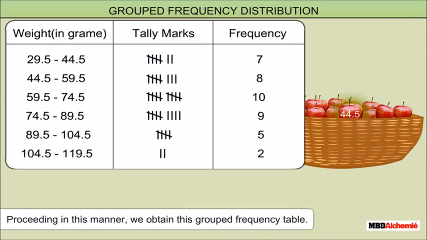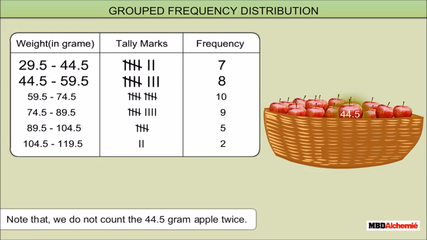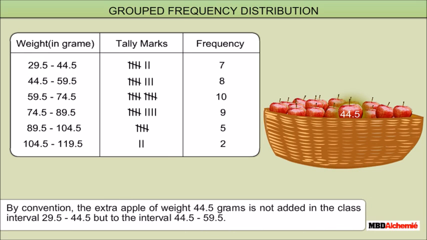Proceeding in this manner, we obtain this grouped frequency table in this form. Note that we do not count the 44.5 gram apple twice. By convention, the extra apple of weight 44.5 grams is not added in the class interval 29.5 to 44.5, but to the interval 44.5 to 59.5.